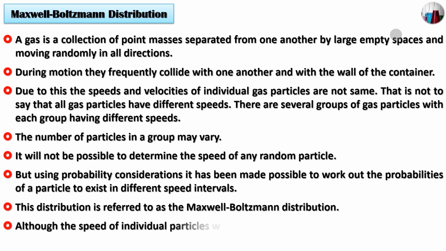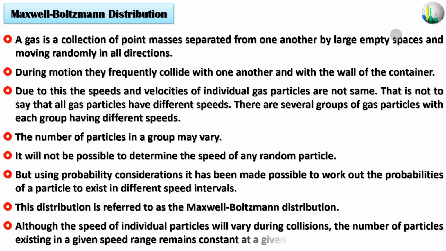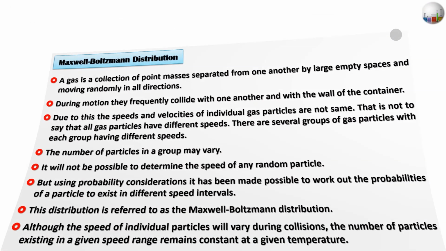And although the speed of individual particles will vary during collisions, the number of particles existing in a given speed range remains constant at a given temperature. Yeah, because if a molecule, let's say, has 500 meters per second, another is moving at 200 meters per second, they collide, the collision is elastic, no energy is wasted. So this transfers its momentum here, may not be complete. It will transfer some energy to the other molecule. So the 500 may become 200 and the 200 may become 500. The idea being that the number of molecules in a given range more or less remains constant at a given temperature. So based on this, they developed an equation.